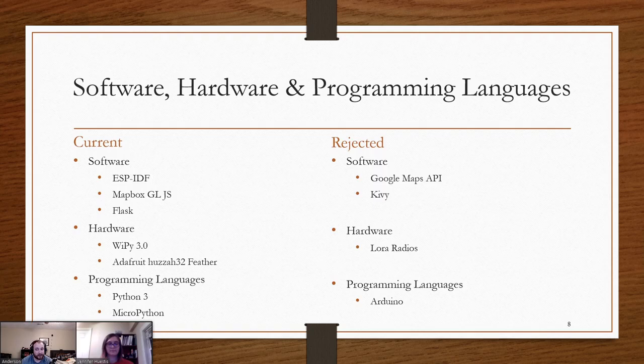As for programming languages, we're using Python 3 on the Raspberry Pi and MicroPython on the hardware that's on the gliders and in the primary aircraft itself. And that's a change from last year where we used Arduino, and it's a very good change.